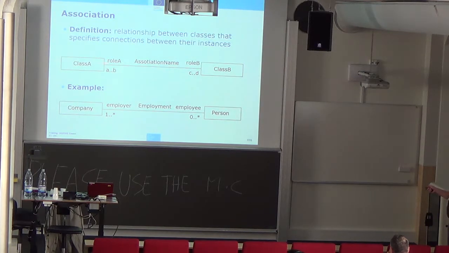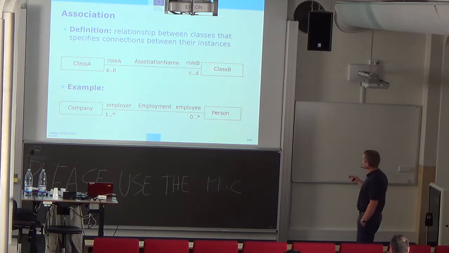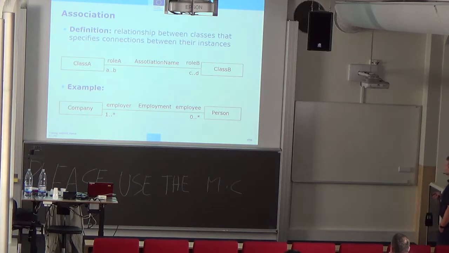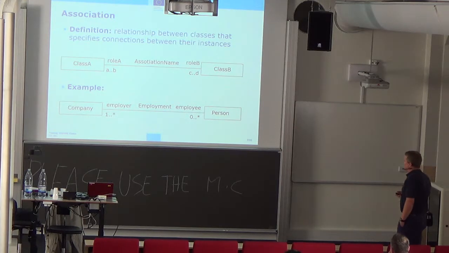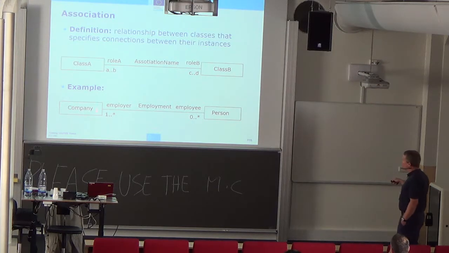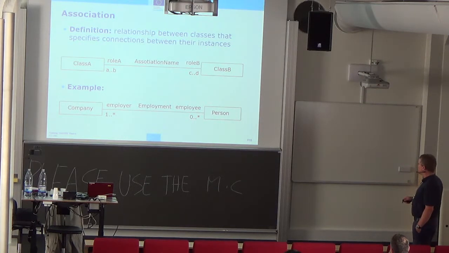Then we have a normal association, which is a relationship between classes that specifies connections between their instances. So we have class A, class B. Usually we put the association name here. We can also put the role for class A and the role for class B, and we can put multiplicity. So here we have a company, whose role is employer, and a class Person, which is the employee. We can see that a company can have 0 to many persons employed, and persons can be employed by one or more companies.